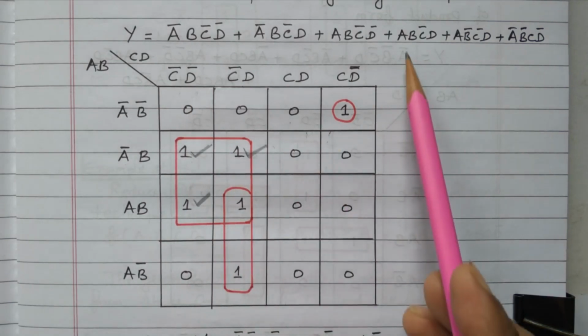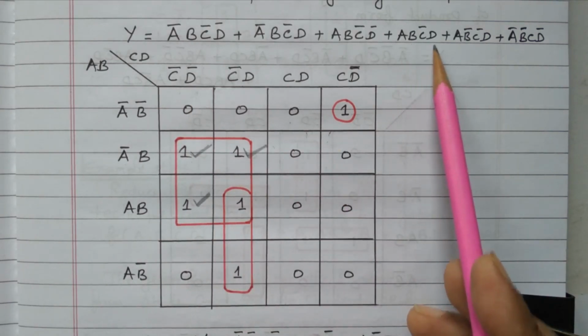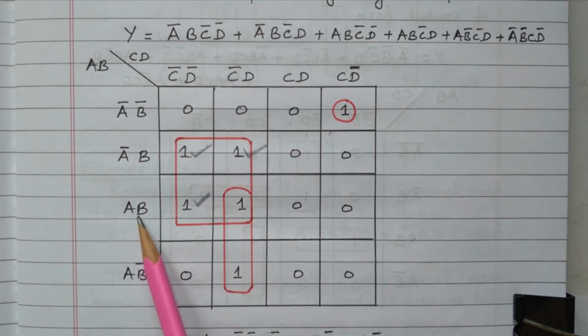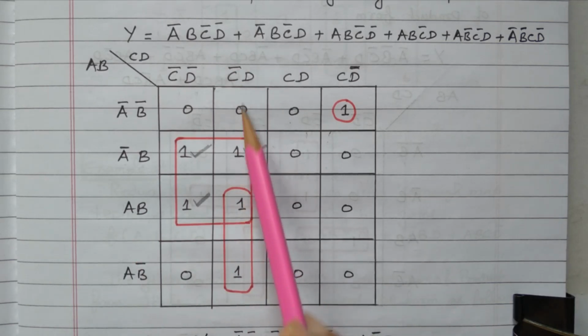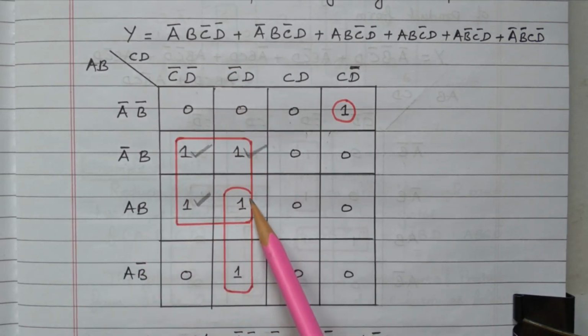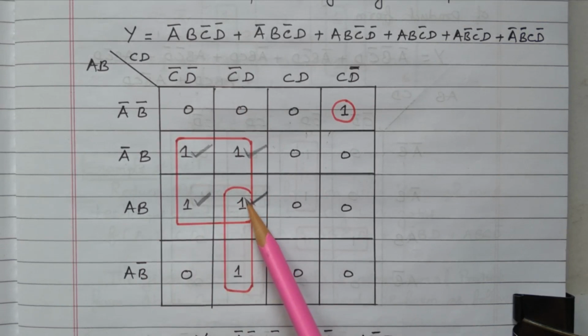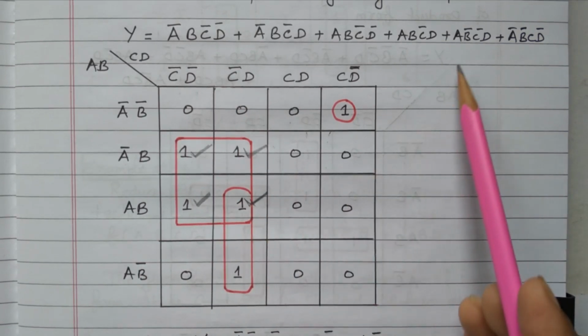Right. What is the fourth term? Same, A B C bar D. So this is the A B available. Where is C bar D available? This C bar D is available here. So A B C bar D. So this is the fourth term. Fourth term available here. Then fifth term.